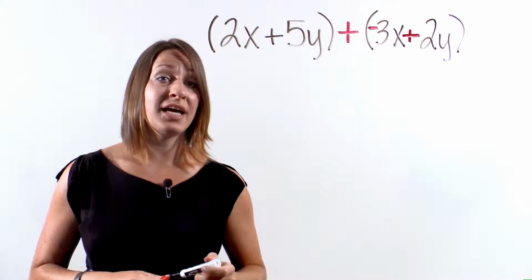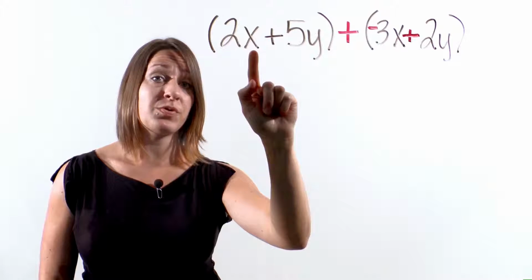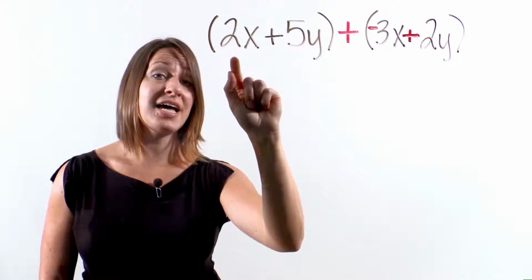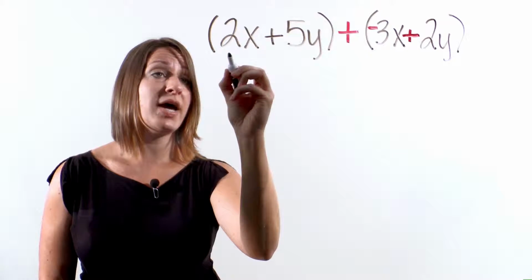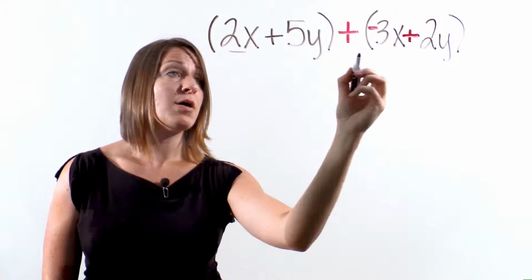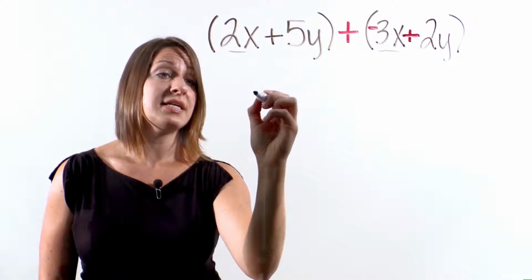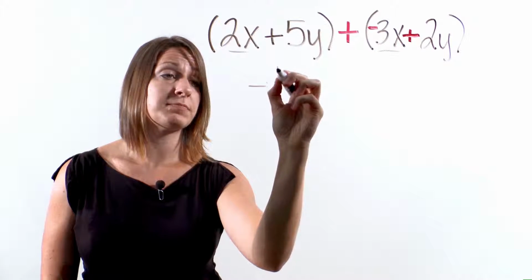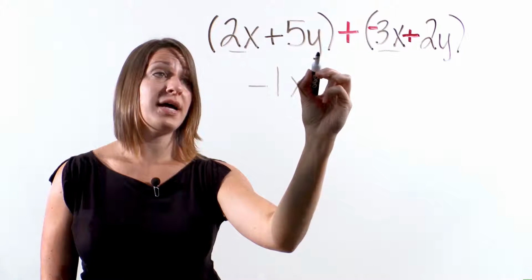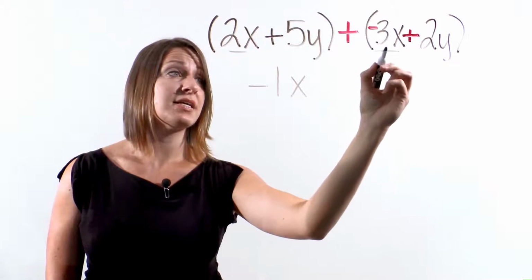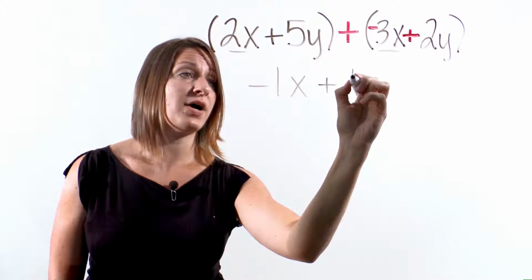We are going to add like terms. Like terms mean if it has the same variable and the same exponent, we can add the number or the coefficient in front. So 2x plus a negative 3x is a negative 1x. 5y plus a positive 2y is a positive 7y.